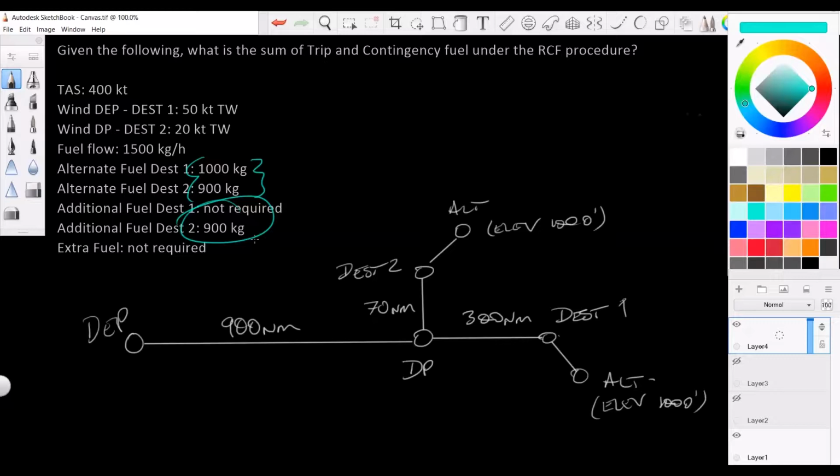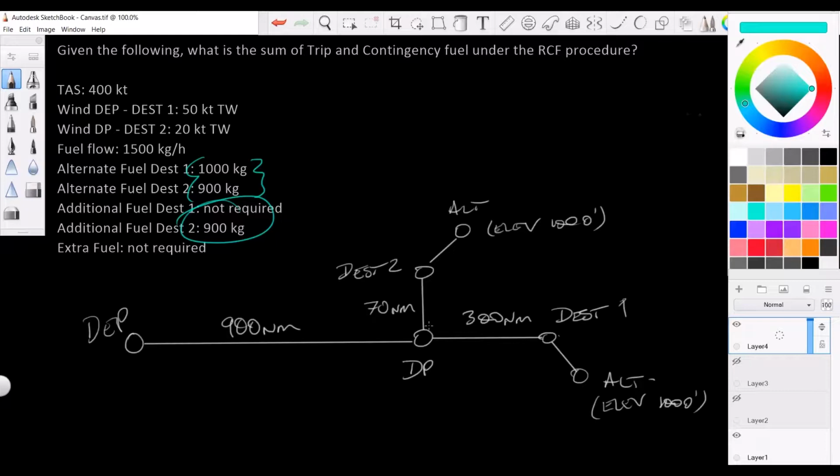Now, where's this additional fuel coming from? Because if it's from the ETOPS restrictions, well, then either it should be for both destinations, if it's anywhere in this 900-mile segment, or if it's in the, how can it be in the last 70 nautical miles? You can't possibly be far enough from a suitable alternate in 70 nautical miles to require additional fuel.